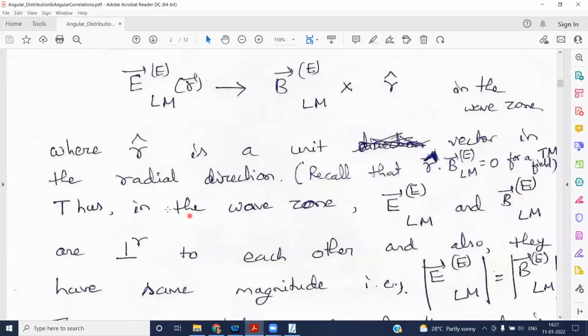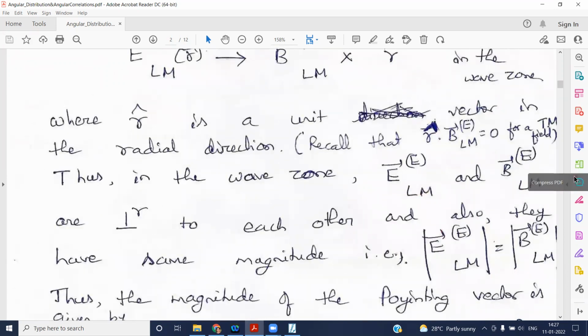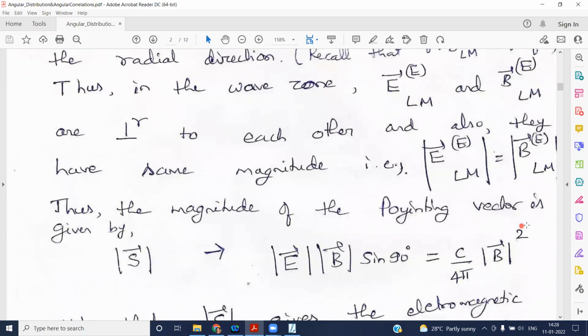Okay, fine. Good. So I am showing you what you have got as a multipole radiation here. The electric field and magnetic field are perpendicular to each other, and also they have the same magnitude. Thus, the magnitude of the Poynting vector is given by, because my intention is always to find the Poynting vector. I want to know its magnitude because that is the energy per unit area per unit time. That is the meaning of the Poynting vector. What is the Poynting vector? It is E cross B. So the magnitude of S is EB sine 90, because electric and magnetic fields are at 90 degrees.